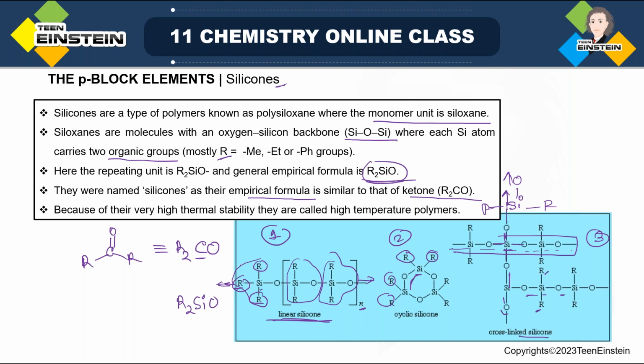So that is why, just as we have the spelling ketone, we write it as silicones because of this similarity. Because of its very high thermal stability, obviously it will be there because it is polymeric, and not just a normal polymer, it also has some resistance towards heat. So it is a high temperature polymer. This is the specific characteristic for these compounds. Okay, not just polymer, high temperature polymer.